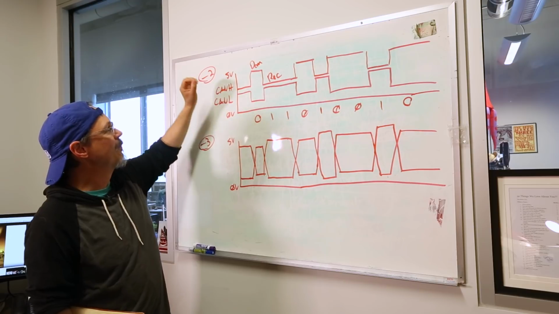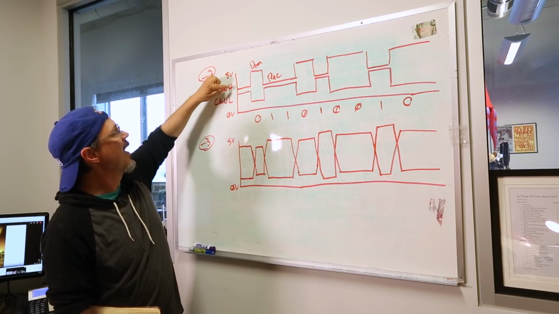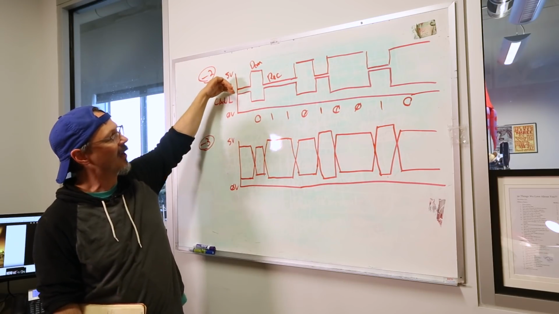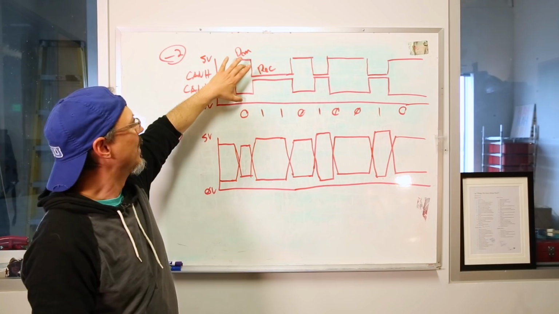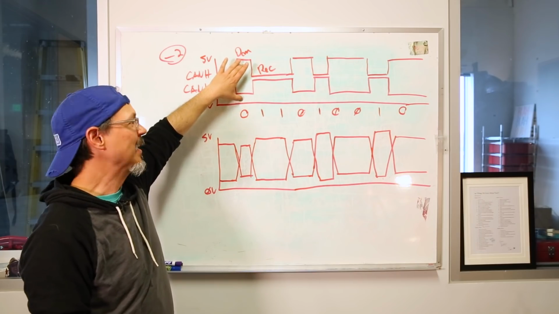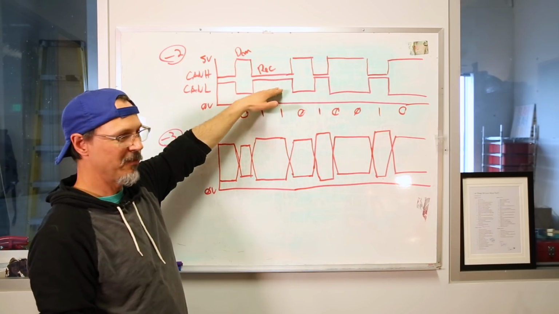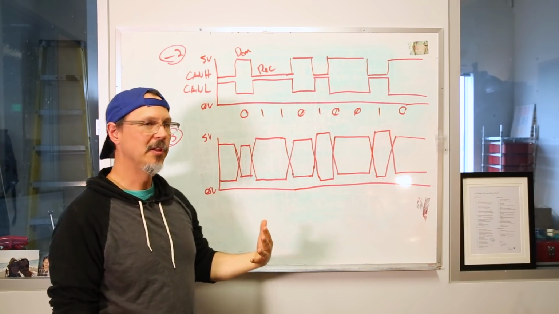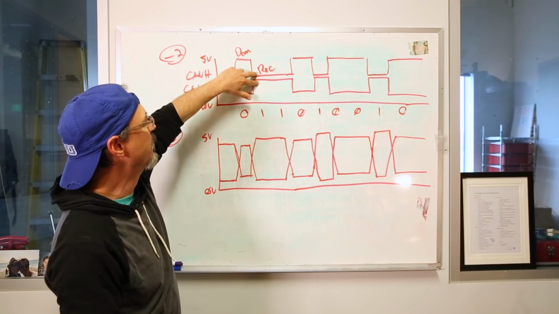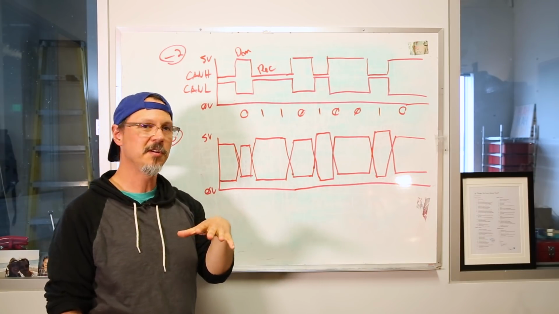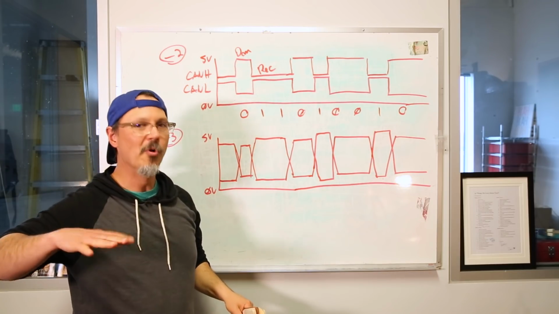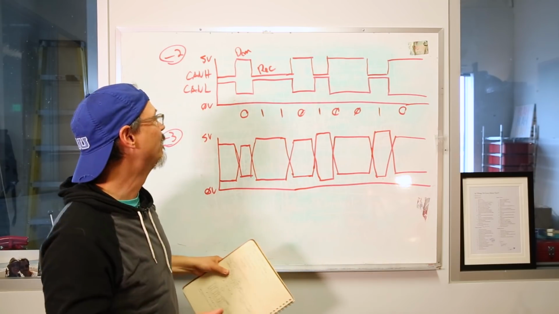A 0 is represented when CAN high is driven high and CAN low is driven low. That's a 0, that is the dominant state, okay? Recessive: the transceiver stops actively driving the bus and the lines return to, remember the 120 ohm resistor? They return to somewhere in the middle, right around 2.5 volts.